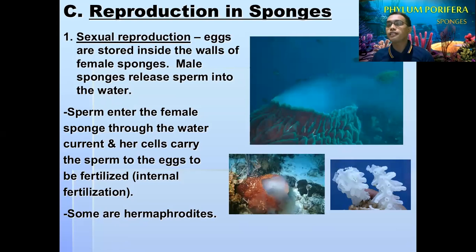The next one is reproduction in sponges. In sexual reproduction, the eggs are stored inside the wall of female sponges, and the male sponges release the sperm. Why does the male release the sperm into water? Because the sperm enter the female sponges through the water current, and her cells carry the sperm to the egg to be fertilized, or internal fertilization. And they are called hermaphrodites.